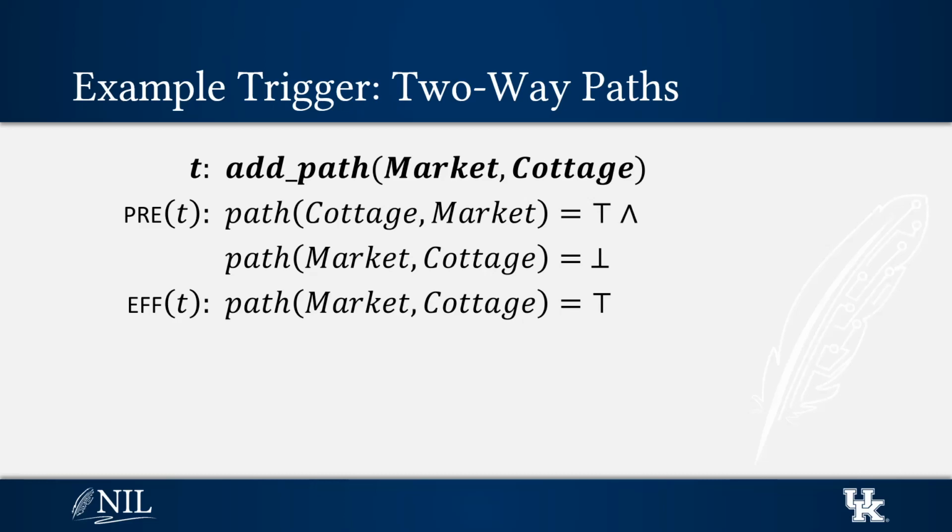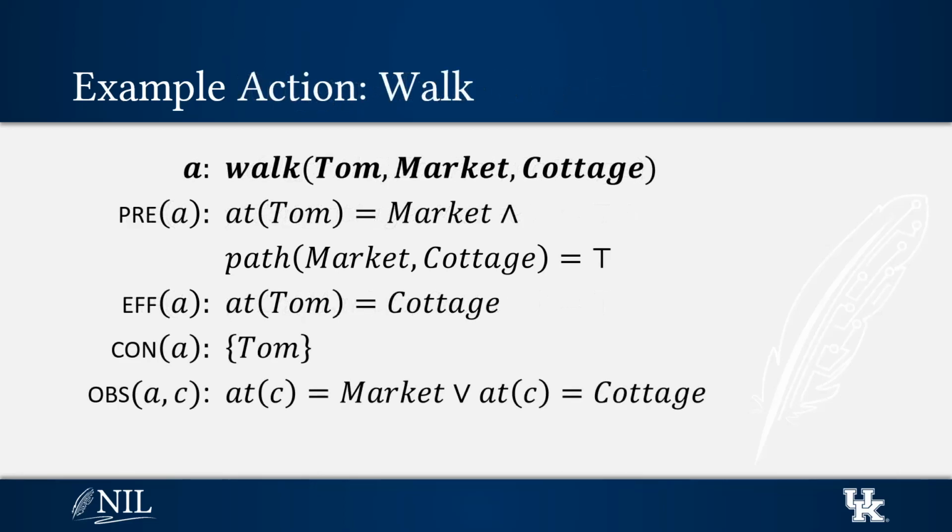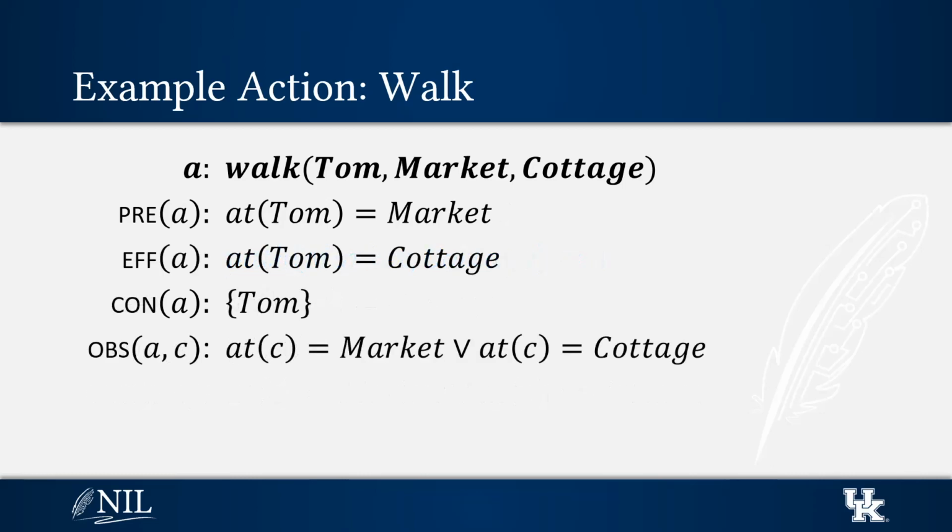This trigger is going to run once in the initial state, and assuming there aren't any actions that change paths later on in the story, this trigger is never going to run again. Sabre can recognize this, apply these changes in the initial state, and then remove the trigger from the problem. Because the path from the market to the cottage is always going to exist, Sabre can also find preconditions that contain this proposition and simplify them to make search easier.